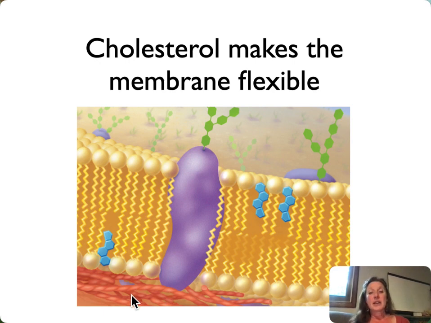Now, one of the other things that's in the membrane is cholesterol. That's what these blue structures are here. Cholesterol is vital to the membrane because it gives it flexibility. So if it were just made of phospholipids, then the membrane wouldn't be able to bend. And we need it to bend sometimes in order for the cell to move. Cholesterol allows it to bend without rupturing or popping.